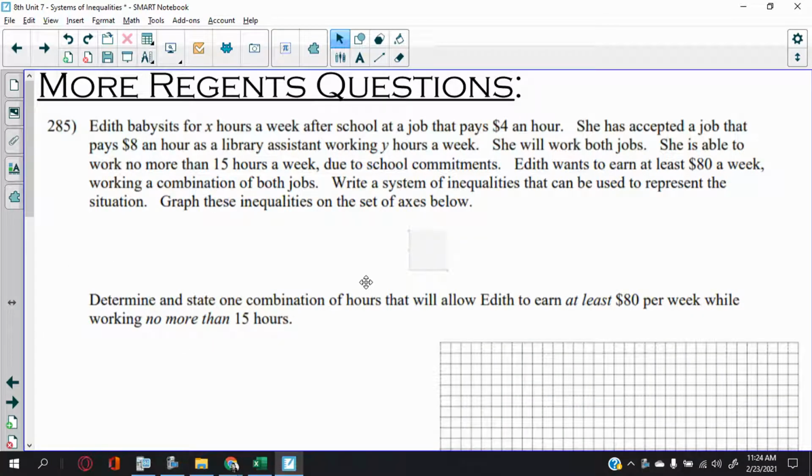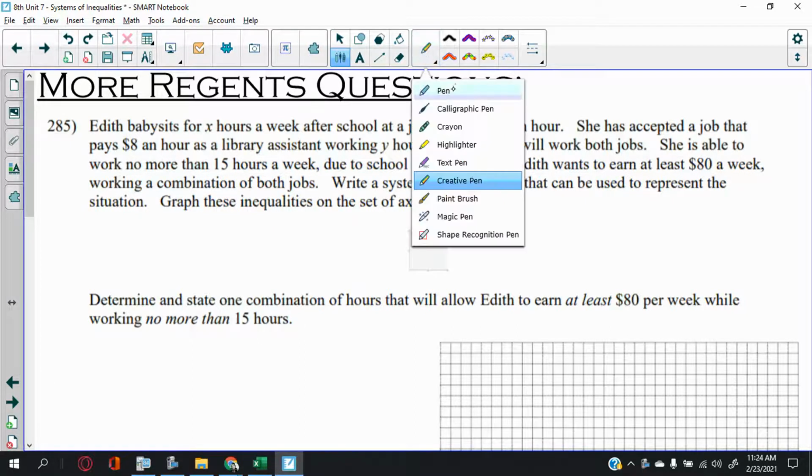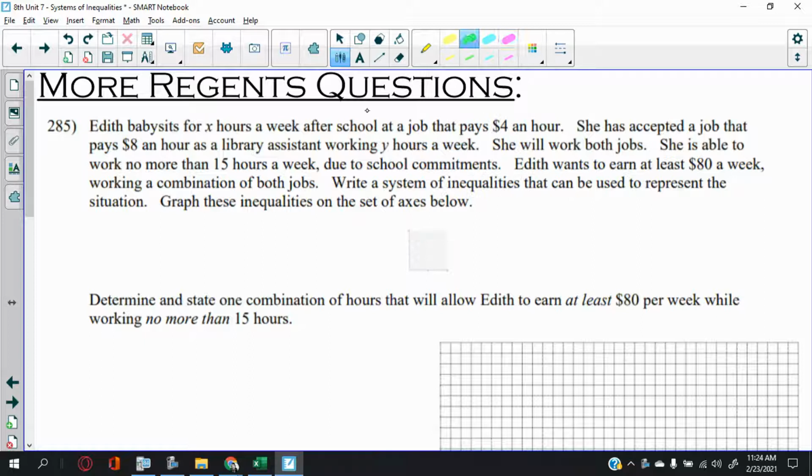So hopefully, because of yesterday's lesson, you got more understanding of how to do these sort of word problems. So today, my hope is to go just a little bit faster. There are two questions here, and let's see how this goes.